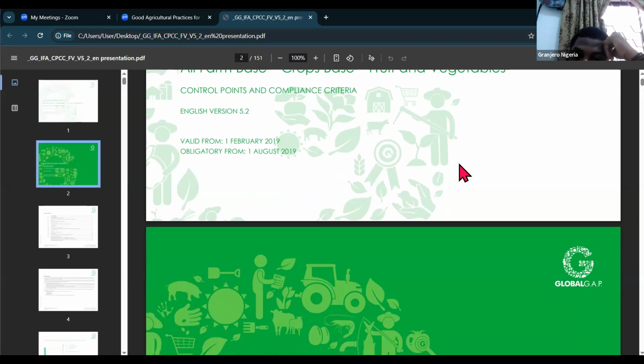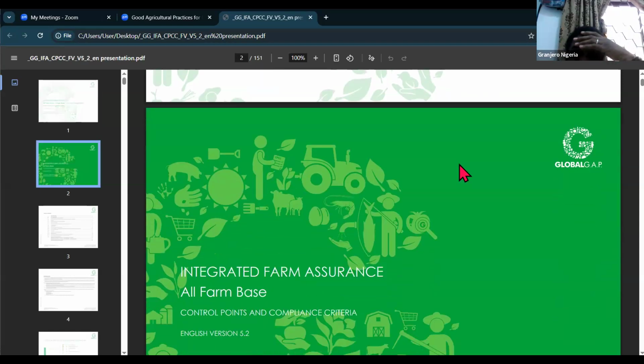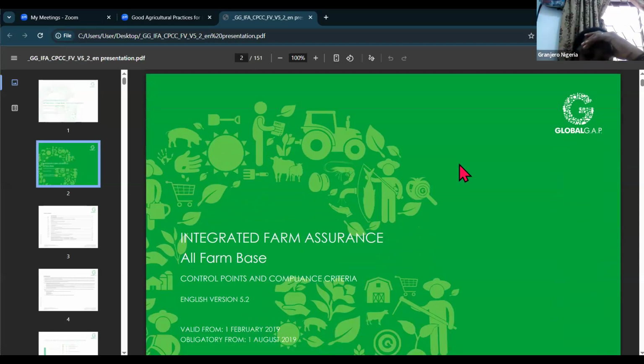So we have the All Farm section, meaning there are some things that are required for you to have on your farm generally, irrespective of what kind of structure you have. I'll give an example. If you have a farm where you have the animal section, the plant section, and the feed mill, all of those things within your complex, there are some things that are expected for you to have. We call them the All Farm base.